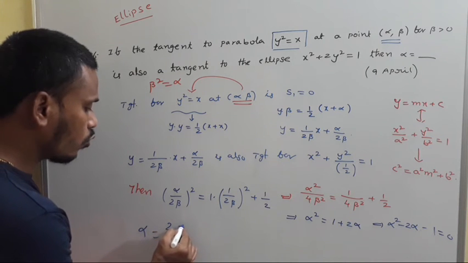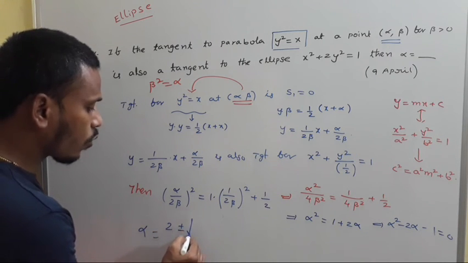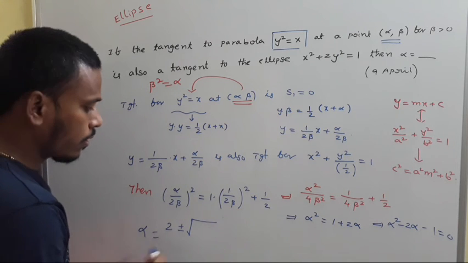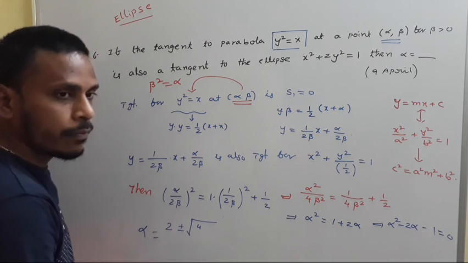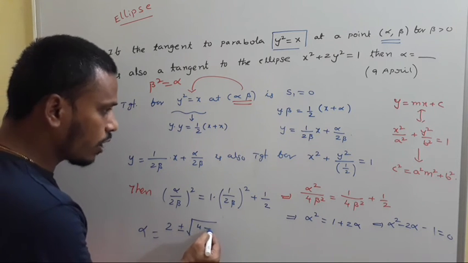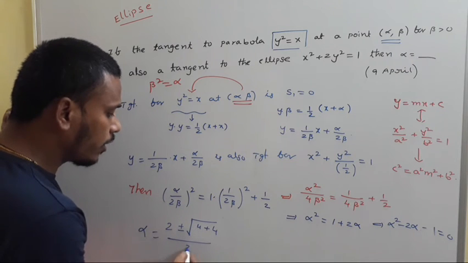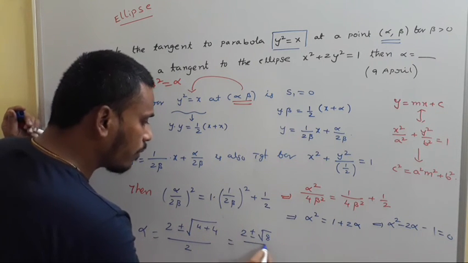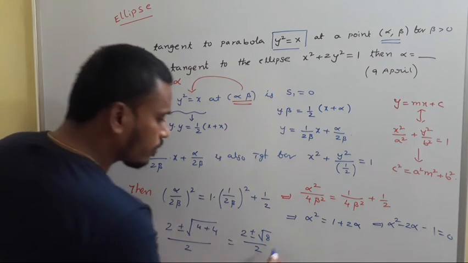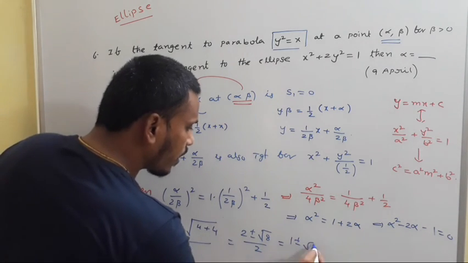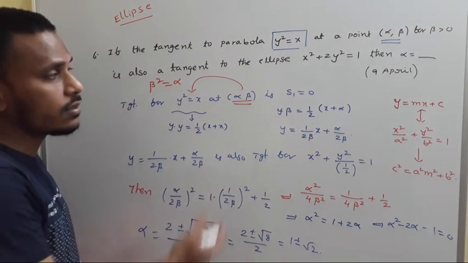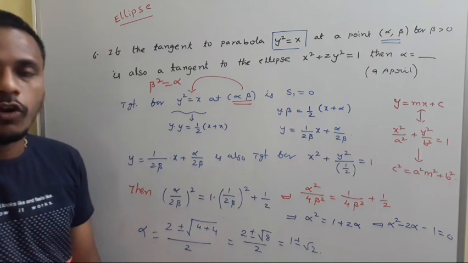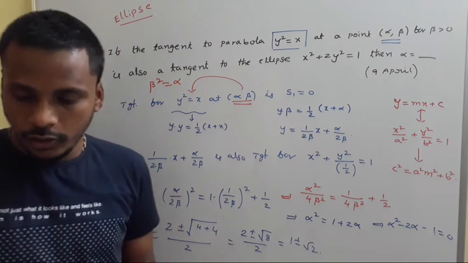Alpha is equal to 2 plus or minus square root of b square, that means 4, minus 4ac, all divided by 2. So that is equal to 2 plus or minus root 8 by 2. Root 8 is 2 root 2, right? So that is equal to 1 plus or minus root 2. There ends the problem. According to the options, we need to choose the correct value of alpha. Just have a look.